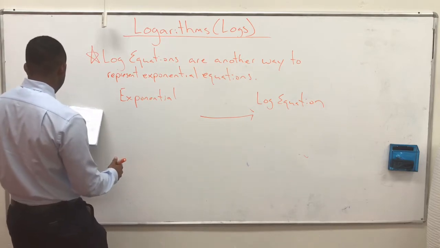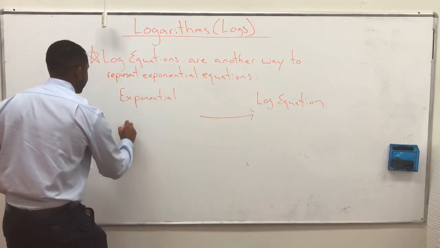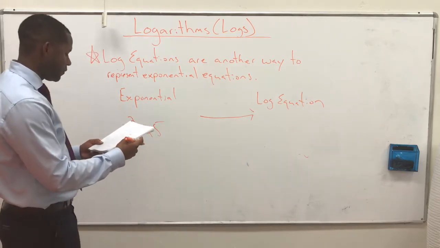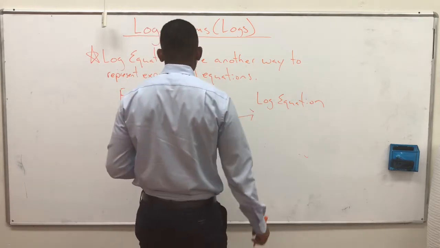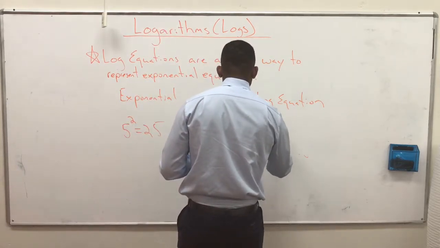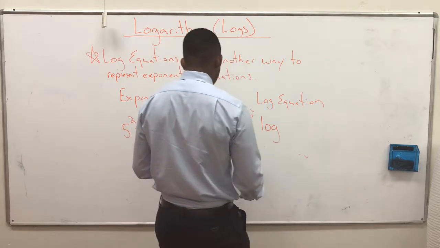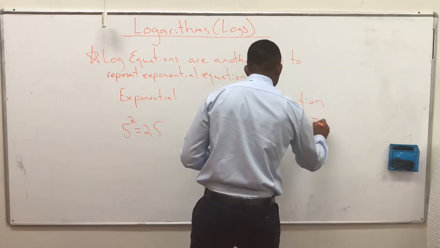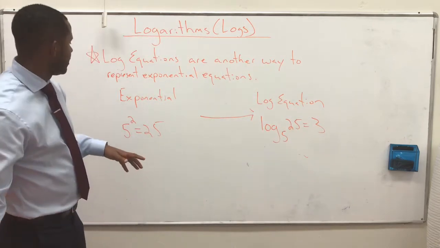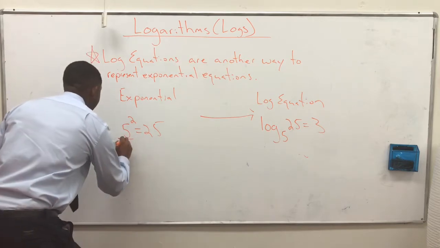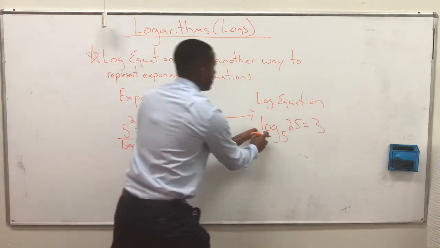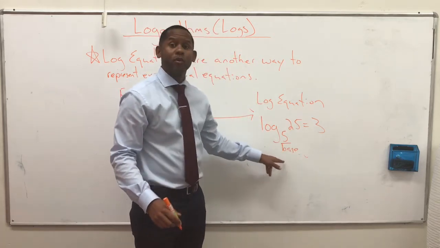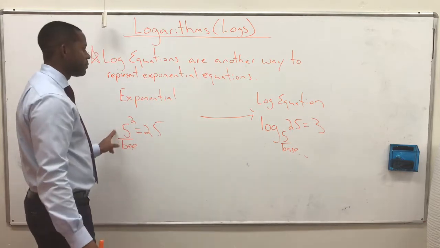Let's take the equation 5 squared equals 25. 5 to the second power is 25. If you have a log equation, I would write that same thing as log base 5 of 25 equals 2. This is important: I see my base here and here. The way you say this is log base 5. If you remember that, you always know you're talking about the base.